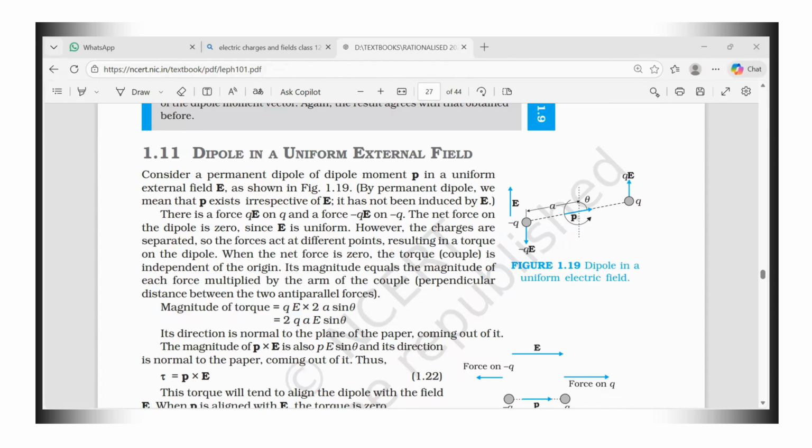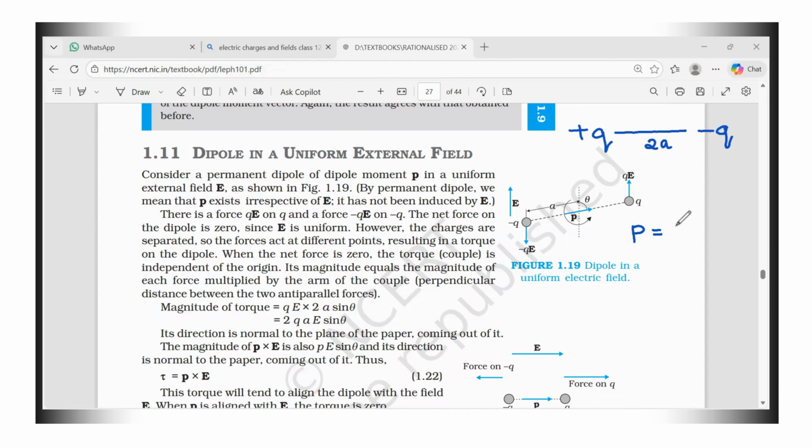Last week, we learned about an electric dipole. What is an electric dipole, children? Two equal but opposite charges separated by a short distance of 2a. This was called the electric dipole. Now, there is a dipole moment which is acting on the dipole.